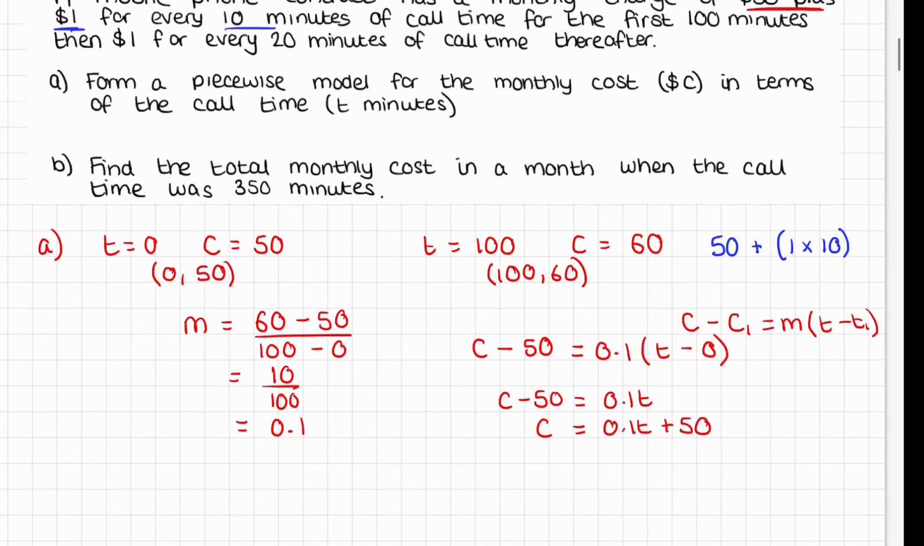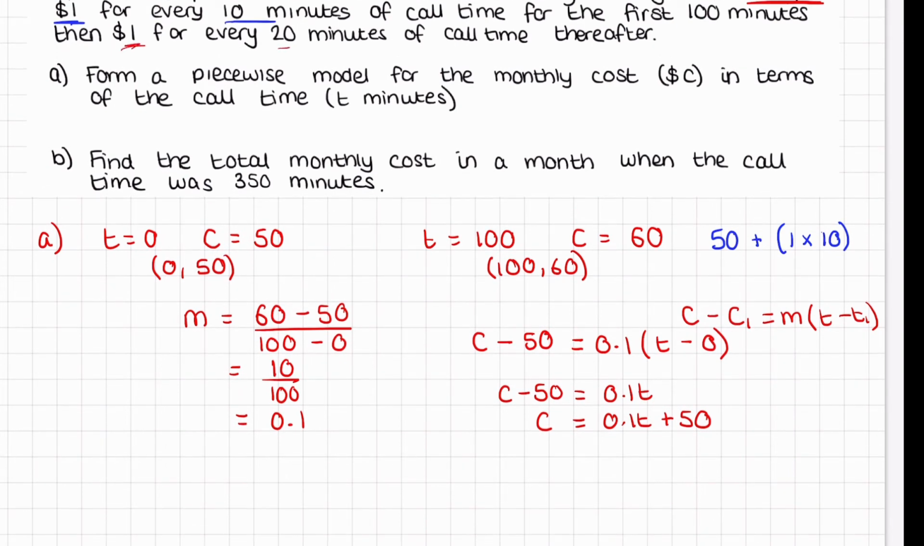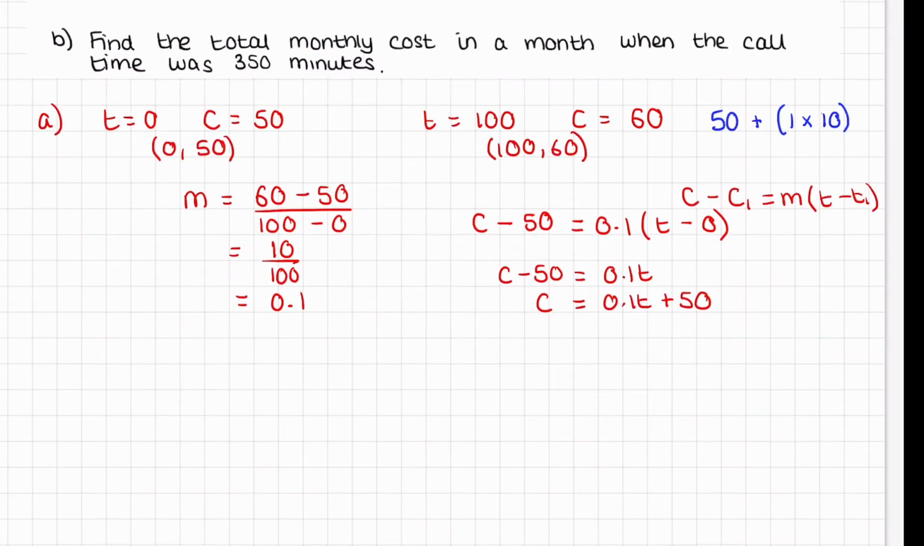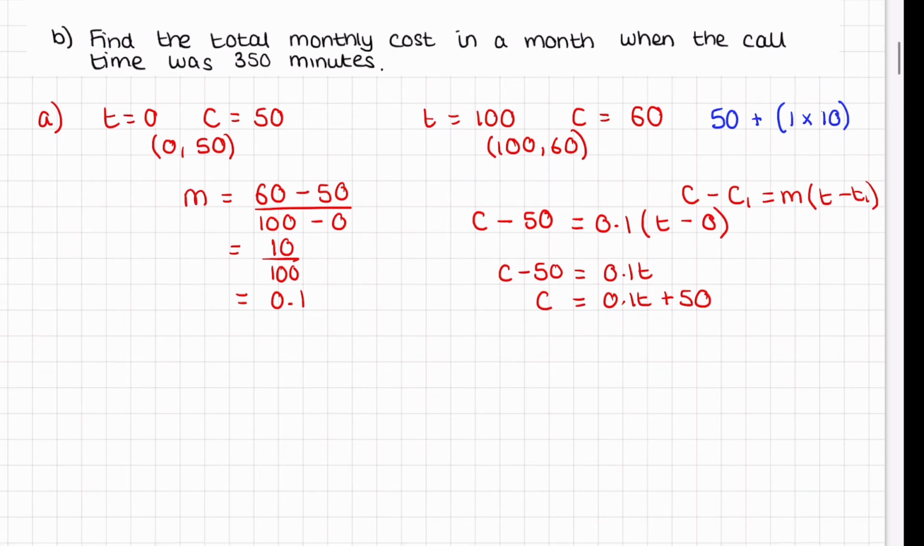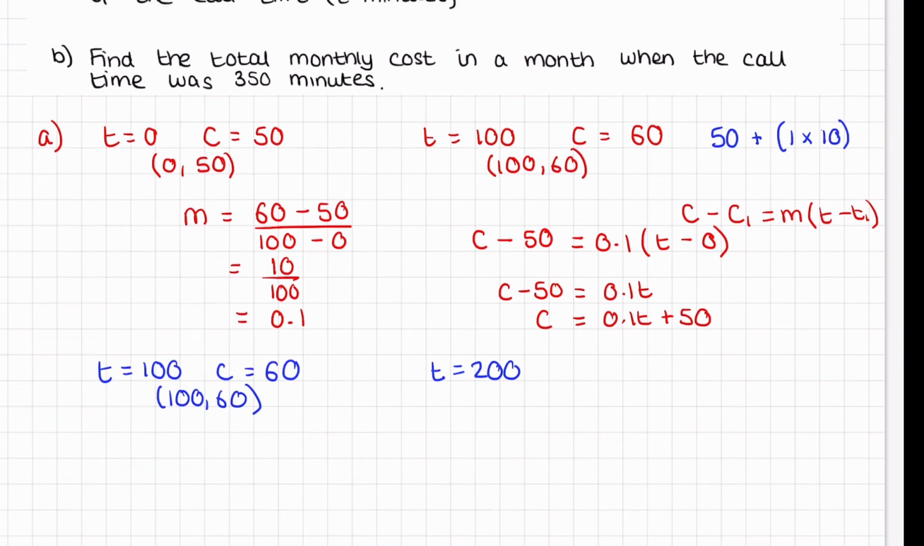Now for the second equation, we've got $1 for every 20 minutes. So now the two points we can use on this, we know that it changes over when t equals 100, c equals 60. So we know that's the start of the second line. So we can use that as our starting point. Now we just need another point. I'm going to go with when t equals 200 because that is easy to work out. Now to work out the cost of this, I'll tell you the answer is 65, but now I'll do the reasoning behind it.